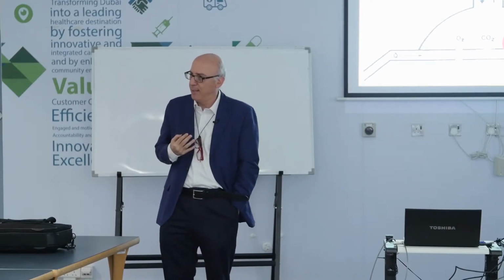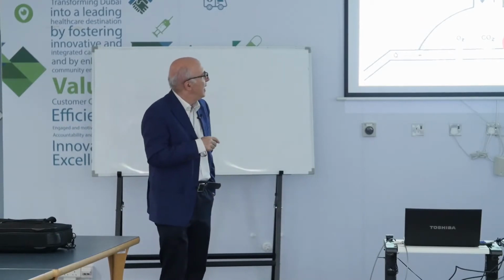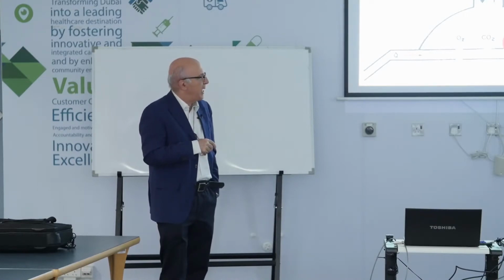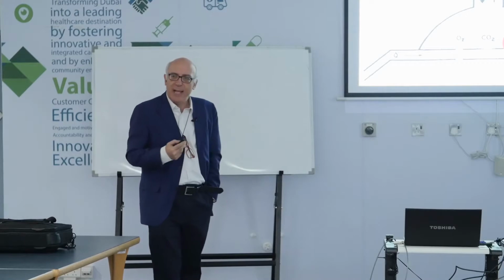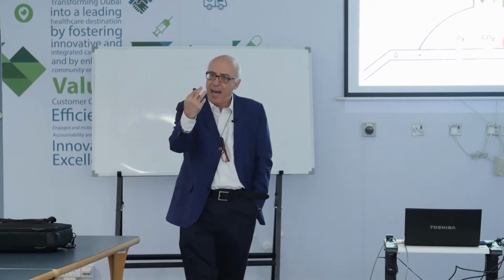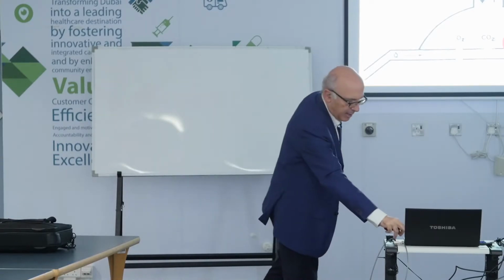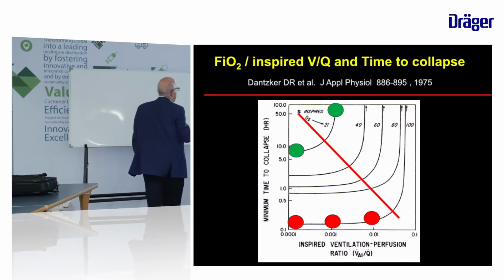stabilizer of the alveoli. So what happens if we increase the FiO2? We wash out the N2, so at the end we have a higher absorption of gas than the amount of gas reaching the alveoli, and so you have a collapse. And this is what happens in red.